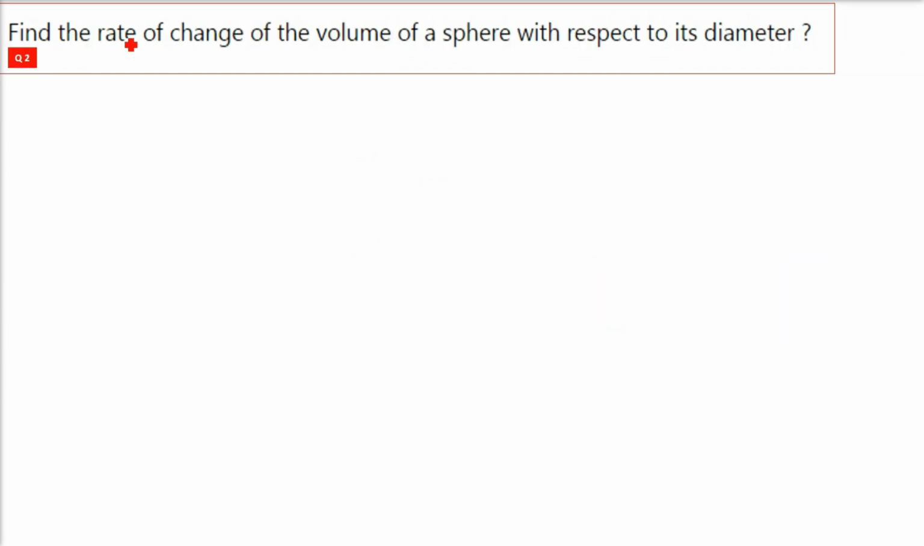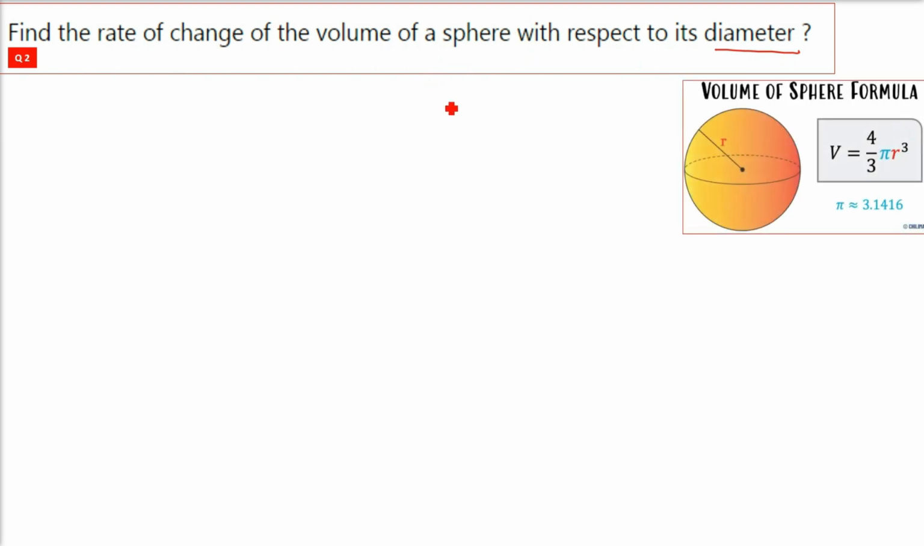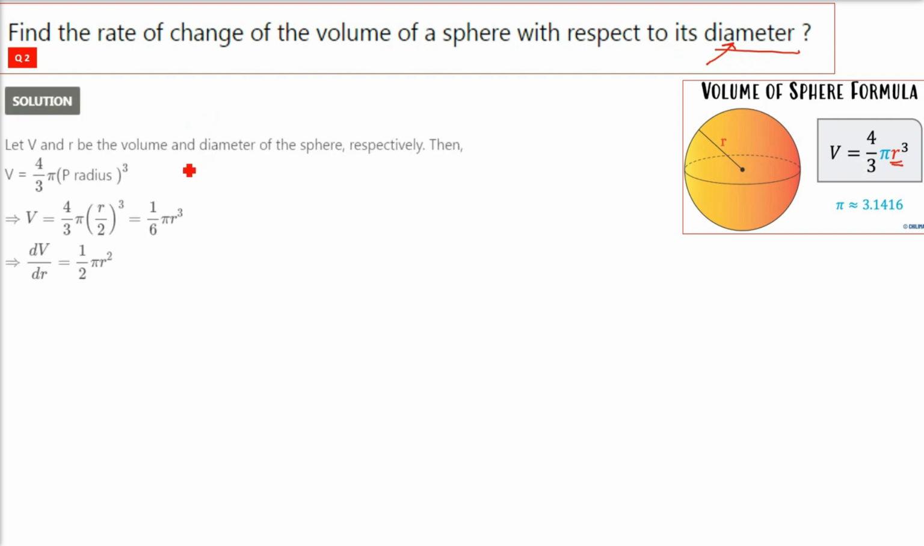Find the rate of change of volume of a sphere with respect to its diameter. It's not with respect to radius, it is with respect to diameter. So the volume of a sphere is 4 by 3 pi r cube. r is the radius, but we don't need radius here. We are interested in the diameter. So how do we do this? We just have to differentiate it, but you have to write it in terms of the diameter.